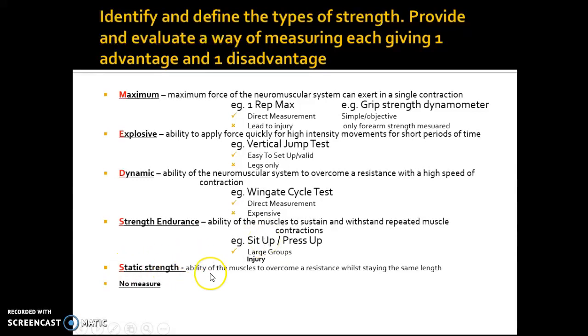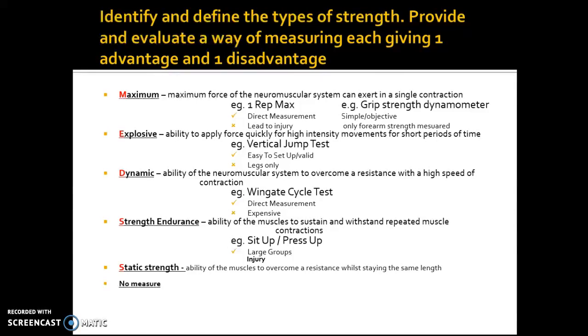So then going down from there, static strength. The ability of the muscles to overcome resistance while staying the same length. So it'd be like a bridge situation, or a plank movement, if you can imagine that. That would be a way you could test it, but it's not required for this specification.